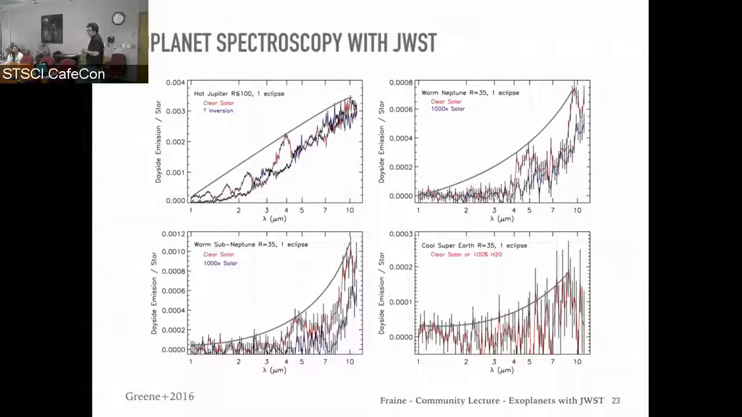Here's for emission spectra. This is when the planet goes behind the star, and you see the photons from the planet itself, but we make a relative measurement where this curved line here represents the black body. If the planet and the star were perfect black bodies, you'd get this smooth line. And any features deviating from that on the red curves are spectroscopic detections. And so, again, with the cool planet, there's just not enough photons coming at you, so your error bars are huge and you're not going to get a positive signal to noise detection.